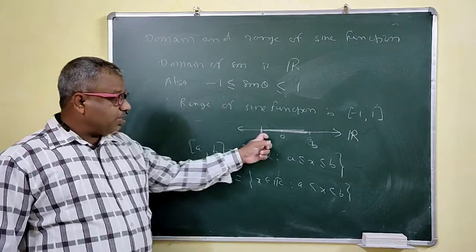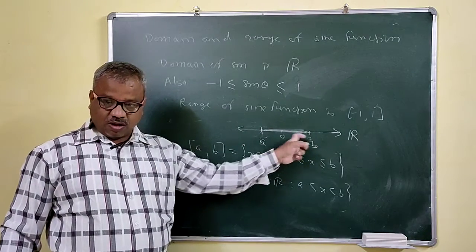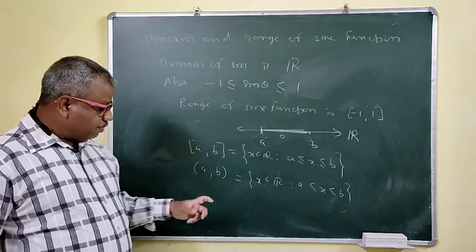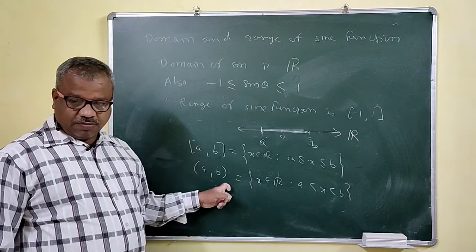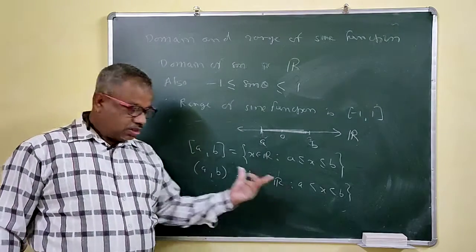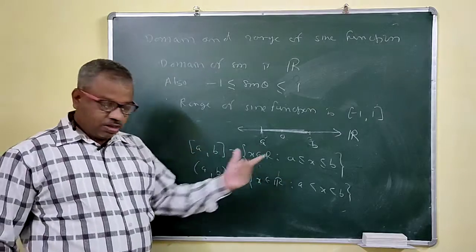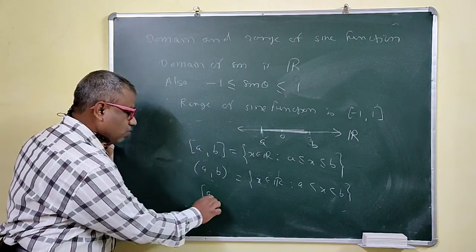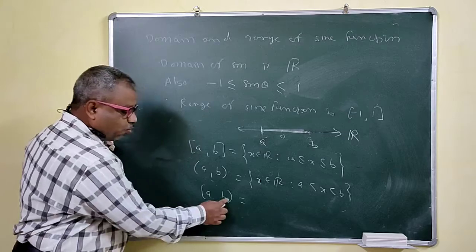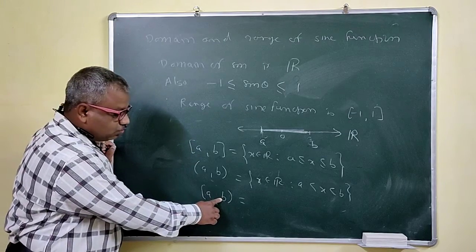You have to take all real numbers that lie between a and b, excluding a and b. So a and b are not in consideration. Here, including a and b. So this is called a semi-open interval. Now, open at b. That means you have to exclude b.